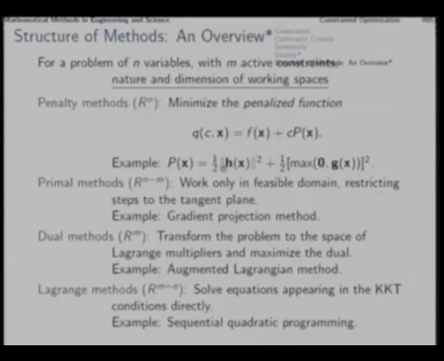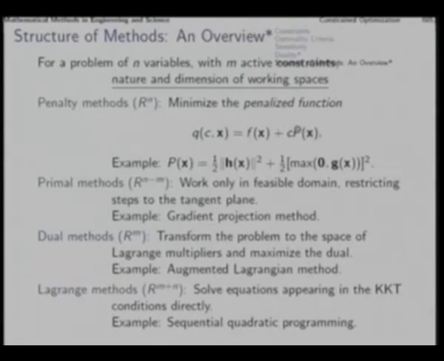So, for example, you can consider this as a penalty function. This is one of the very often used penalty functions: half norm h(x) squared plus half norm of maximum of 0 and g(x) squared. That means, if g(x) is negative, then it is not penalized, 0 is taken. If g(x) is positive, that means it is violated, then the corresponding violation will get penalized. Whatever is the amount of violation, the positive value of g, according to that the penalty will vary.